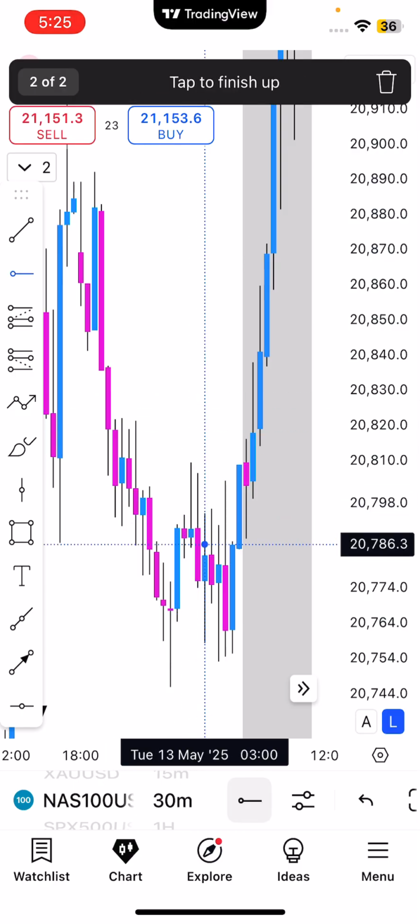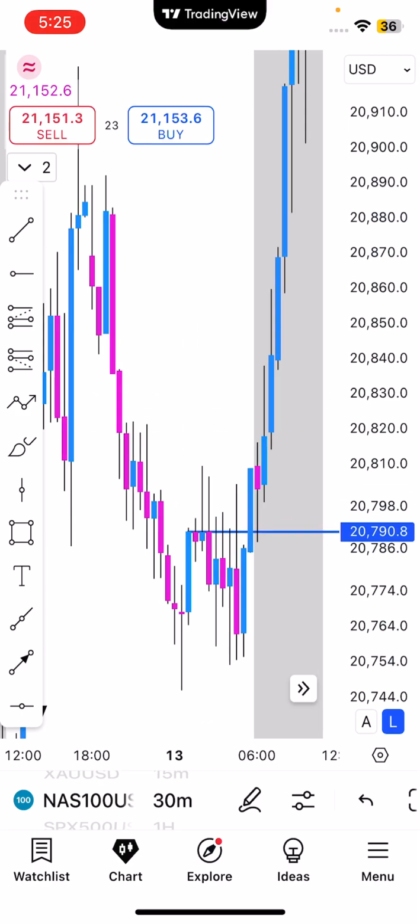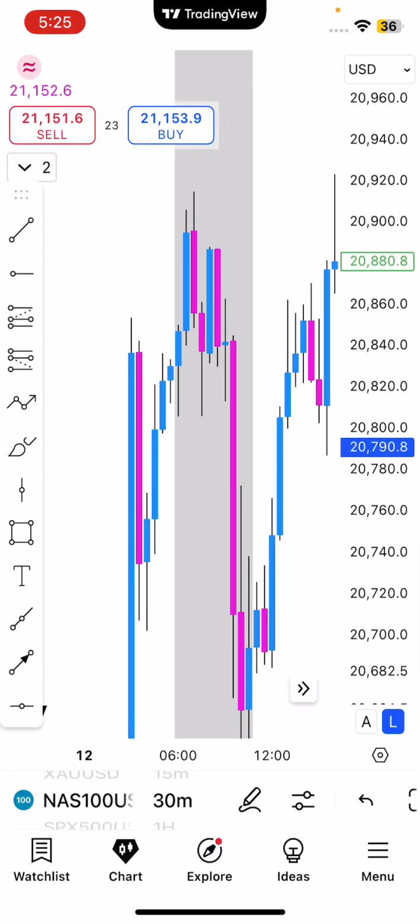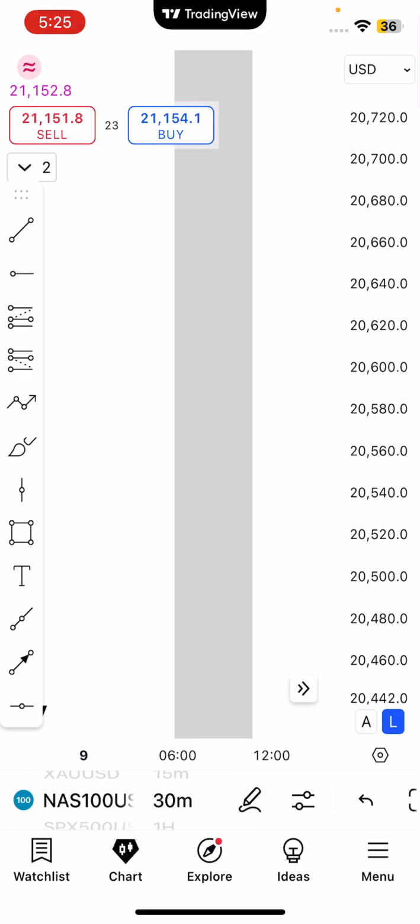This would have been fine, but price never came back to this level. Just pretty much flew. There's nothing here on the 30-minute time frame. So let's see down here.